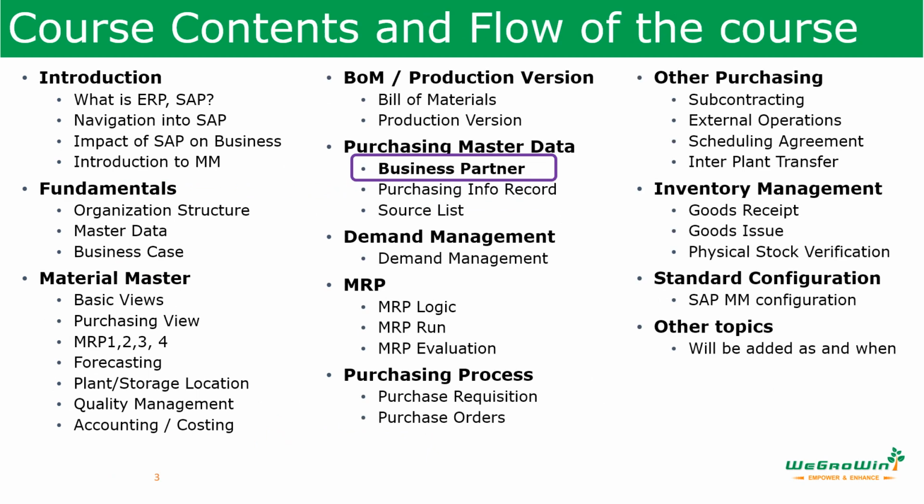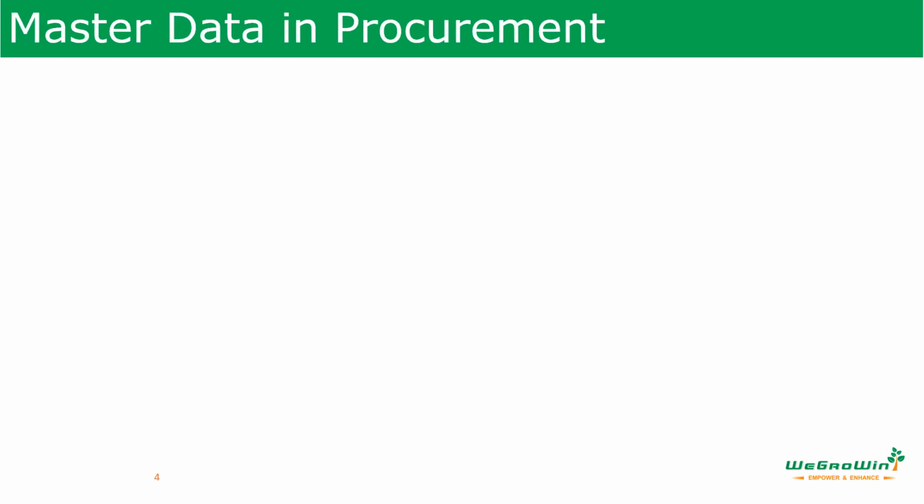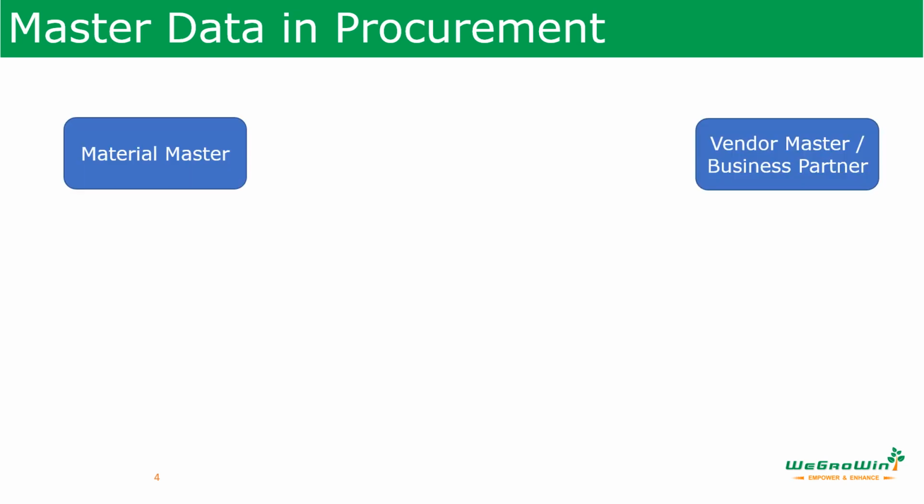After completing a detailed discussion on material master and bill of materials, we will discuss business partner in detail in this session. So what are the master data required to execute procure to pay functions, that is, the transactions in materials management? Material master record and vendor master record, that is called the business partner now.